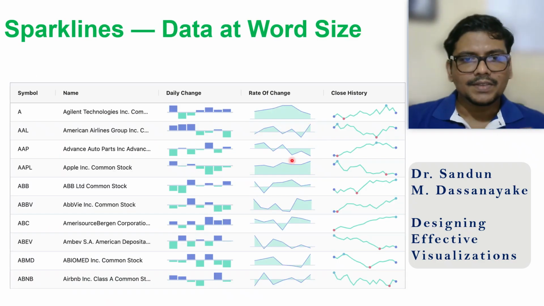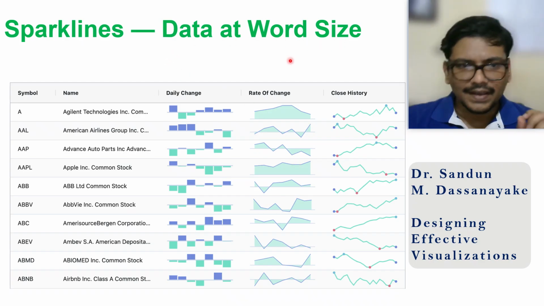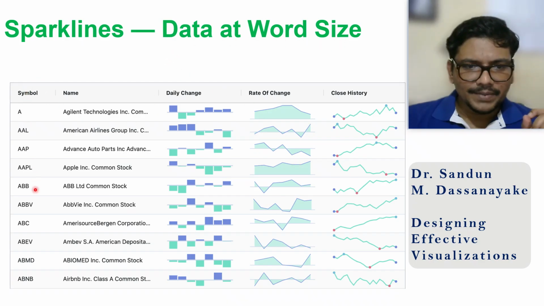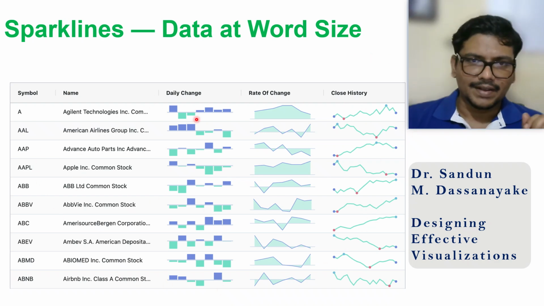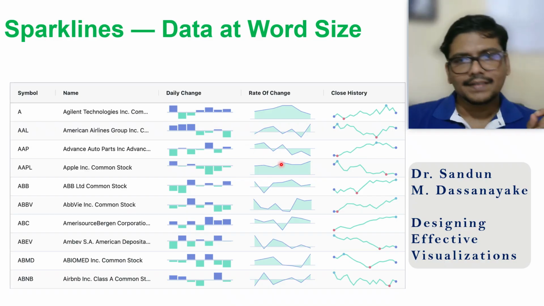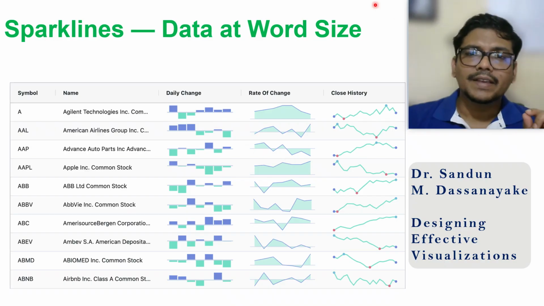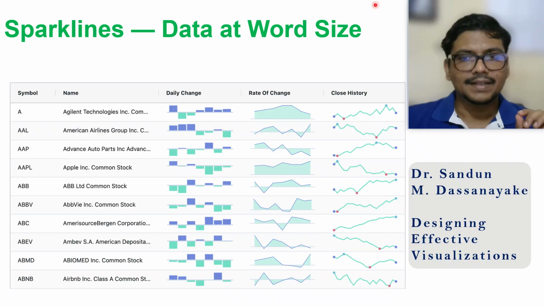Here we talk about the spark lines. So they are data at word size. Look at the symbol here, the name, and the daily change, rate of change, and the close history. A lot of information has been gathered into a simple, viewable area. Spark lines are such a beautiful, simple way to capture the essence of data.